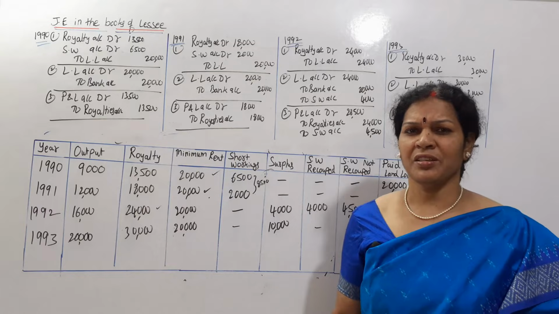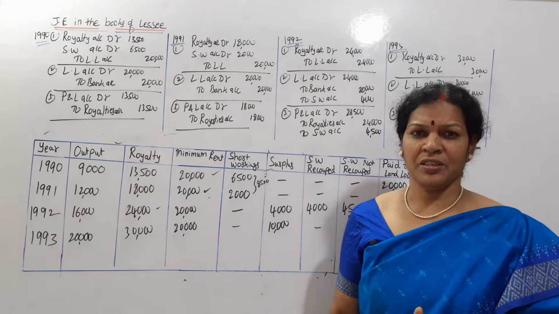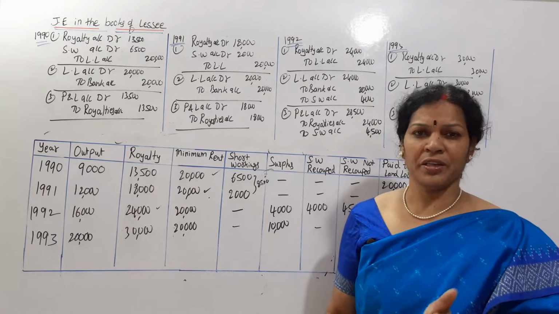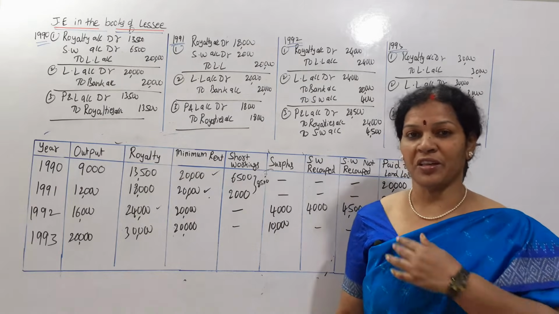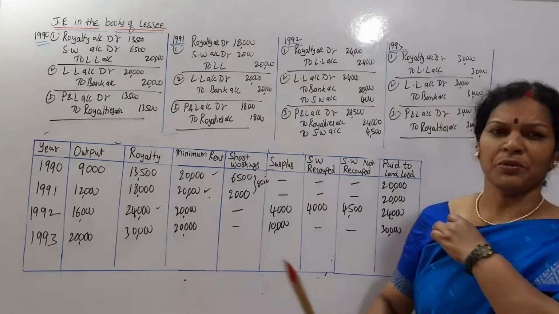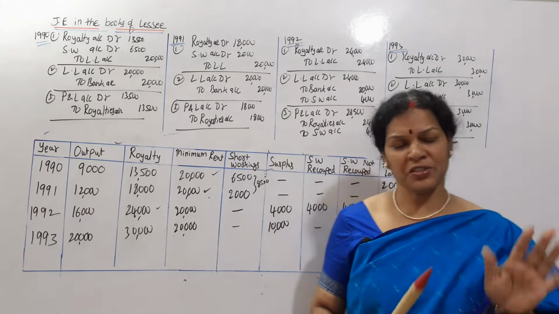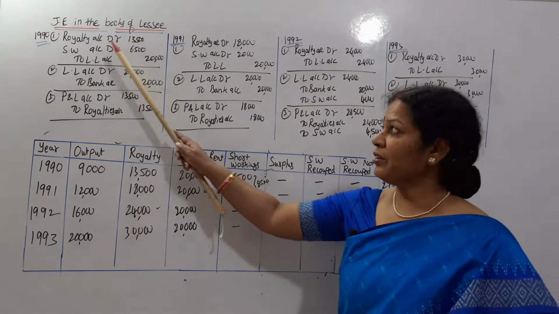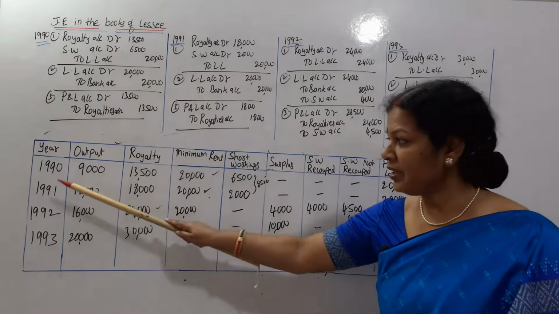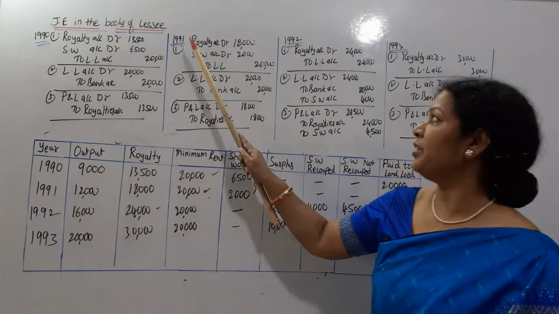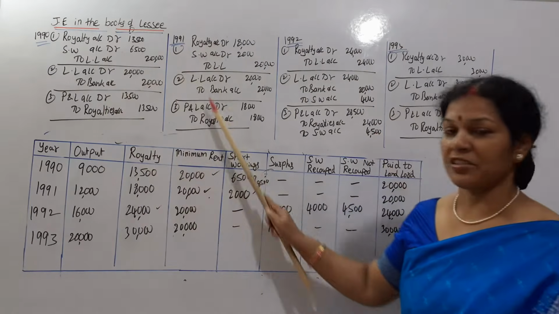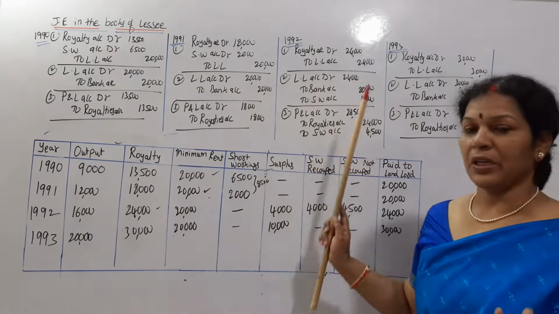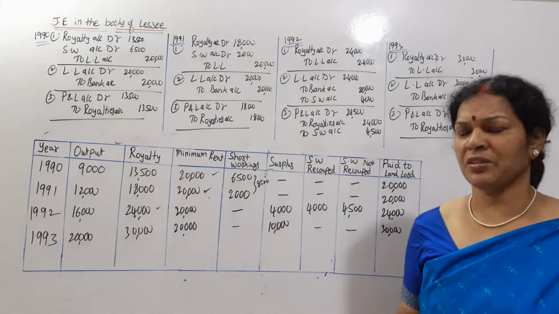Lessee means a person who has taken land or building on royalty basis, okay. So in the books of lessee, how to write the journal entries we will see. Very simple to understand, need not worry much. First thing is royalty year wise: 1990, 91, 92, 93. We will get 3 entries every year, so total 12 entries. First year we will focus.